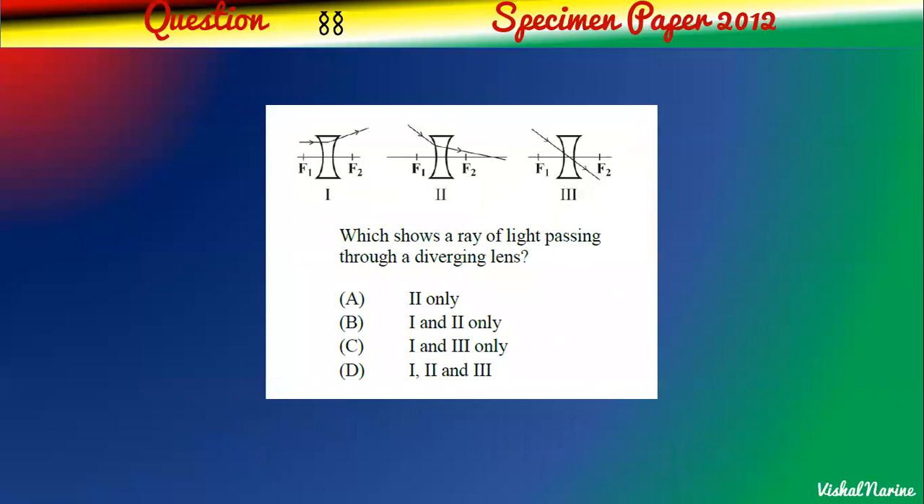Question 88, which of the above shows a ray of light passing through a diverging lens? So looking at the options here, we can see that 1 and 3 are correct. So the answer there is C, 1 and 3 only. 2 is not correct.